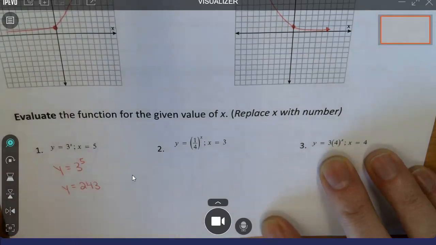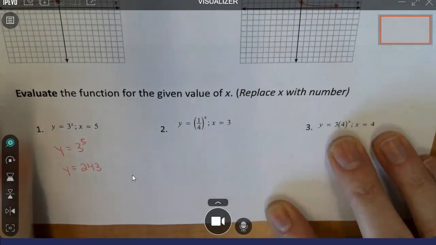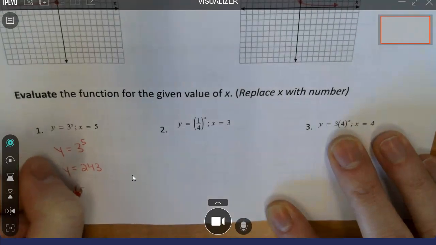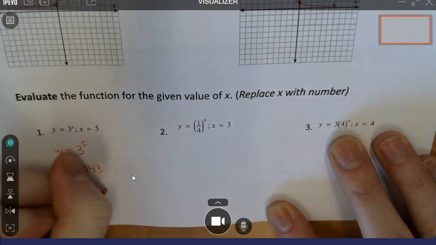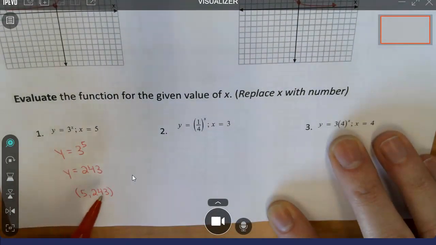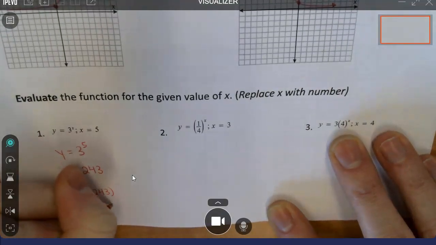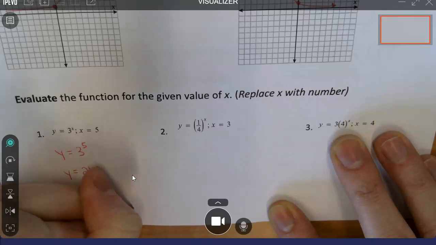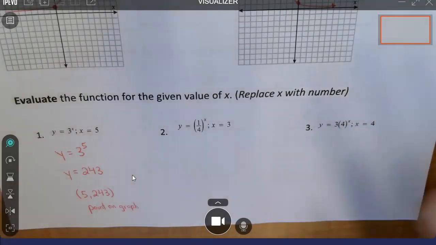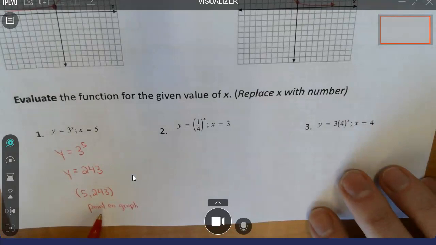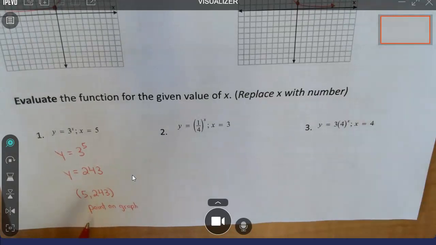And so what do these numbers mean? For this specific function, this would mean that when x is 5, y is 243. That would be a point on the graph. And I'll go ahead and write that point on the graph. Now there will be a lot of different points on these graphs. This is just one of many points.